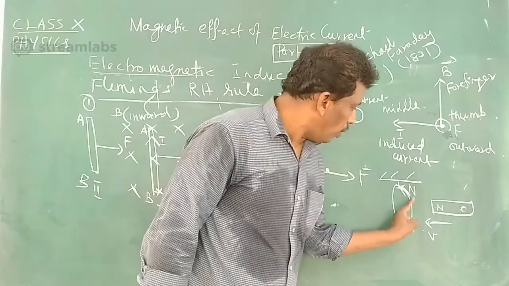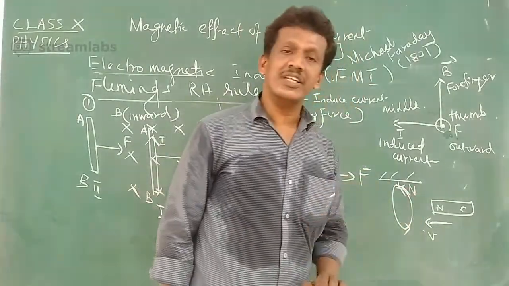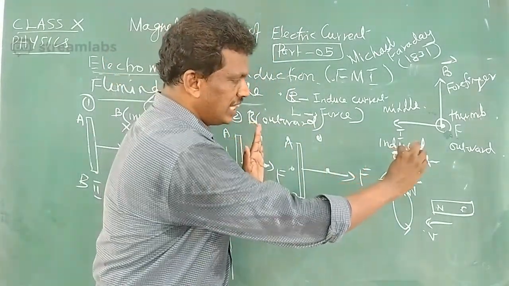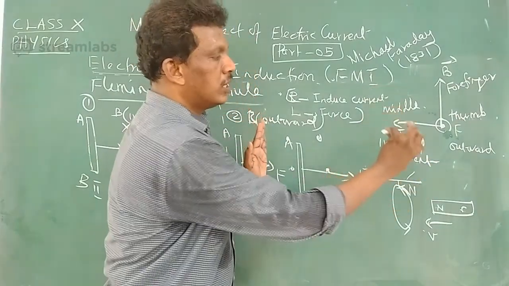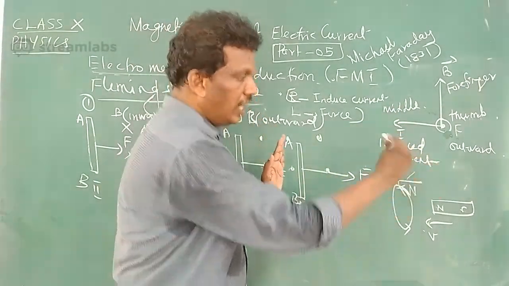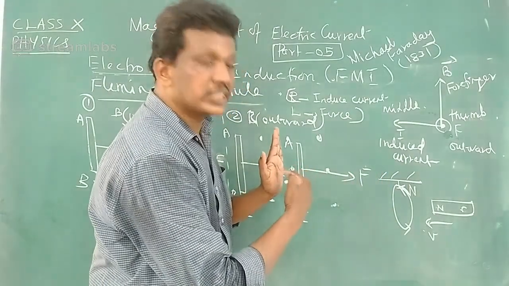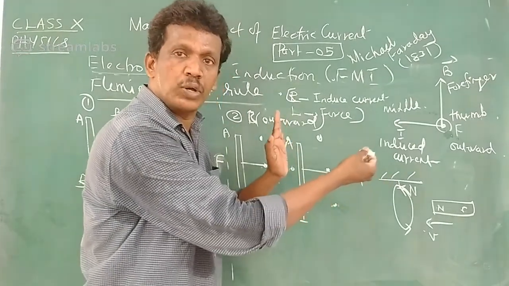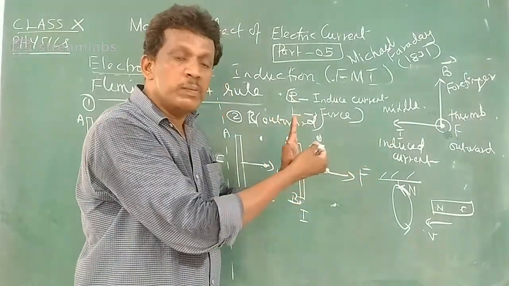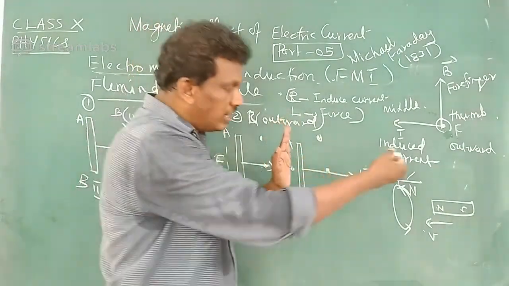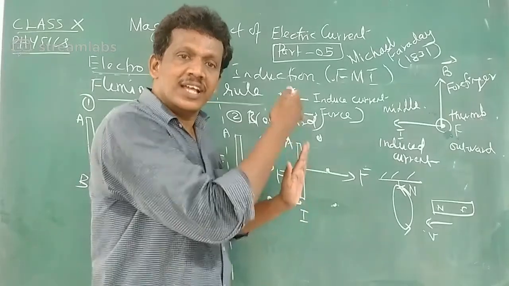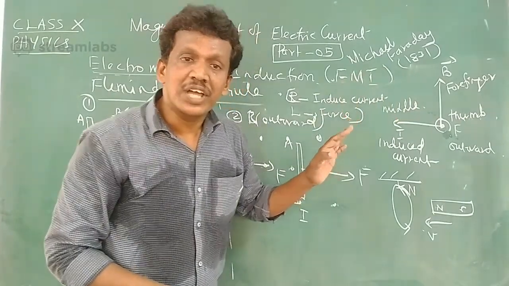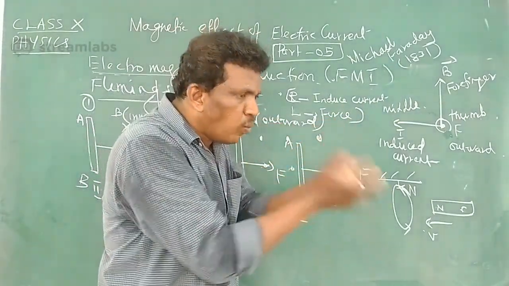Why? Suppose instead of north, you assume south. What will happen? Suppose here you have south, and you slightly touch that magnet. Because this is north, and suppose south, north and south, what will happen? Attractive force, unlike poles, no? Automatically the magnet will move towards the loop. When it is moving towards the loop, what will happen? Magnetic field in the coil changes. Magnetic field in the coil changes, so current is induced.